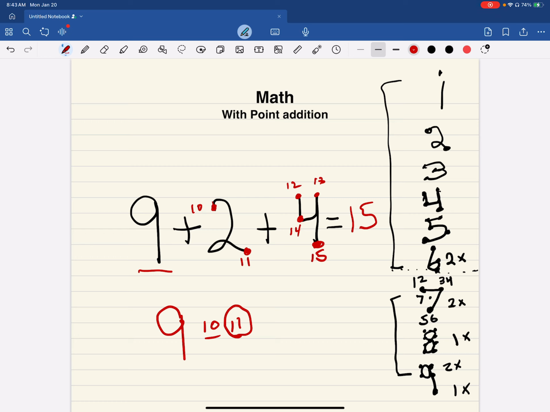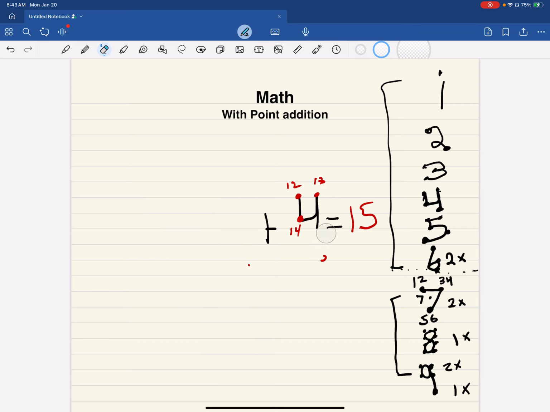So it's called dot math for a reason. You just add the dots. And usually your questions will take a big number and add a small number. But what happens if it doesn't? What if it takes two big numbers? Well, you just count the dots.